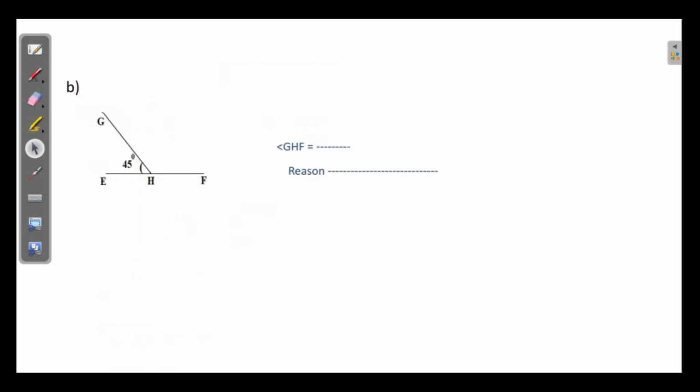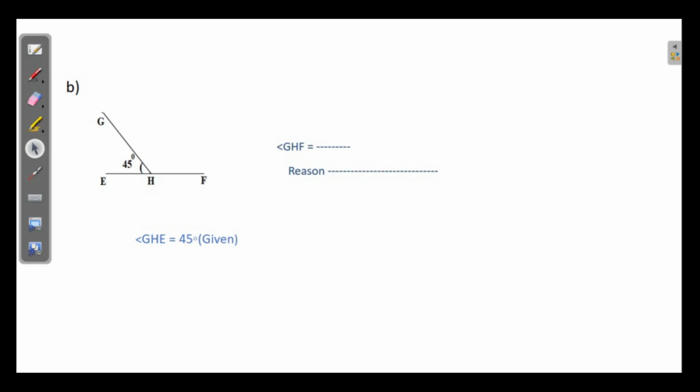Question number B is here also. First let us see the figure. This angle EHG or angle GHE is 45 degree and what is angle GHF? This angle. Clearly it is a linear pair. So we will get the answer by subtracting 45 from 180. So angle GHE is equal to 45 degree, given.